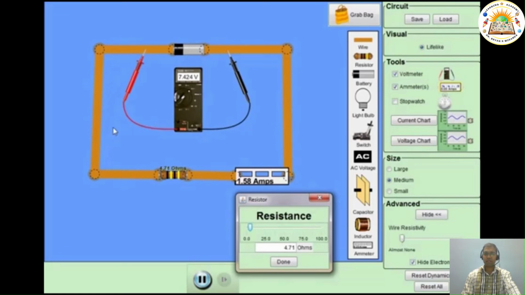So I have an external resistor here with a resistance of 1 ohm. Now I will go ahead and try to find out what the potential difference is. So I take the probe a little away, and you can see it is 7.42.